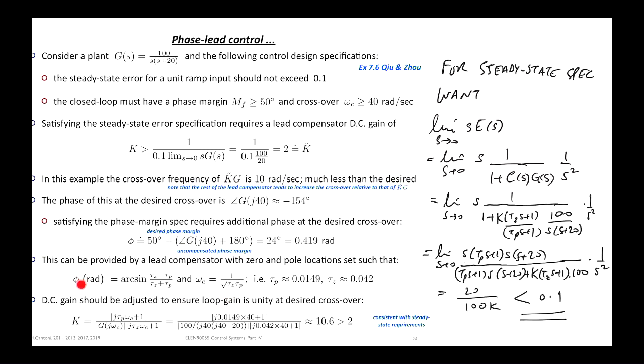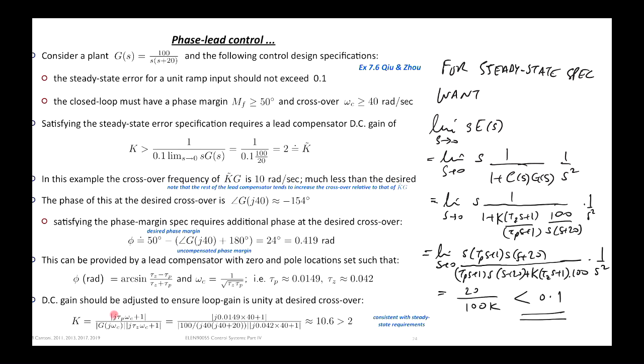In fact, if you took the sine of both sides of this equation, you would be able to write down what tau z is in terms of tau p, which you could then substitute in here to just get an equation for tau p. And then we're left with the one remaining parameter, k, and we can now choose that to ensure that at the crossover frequency, the magnitude of the open loop transfer function is equal to 1, because that's what defines the crossover frequency.